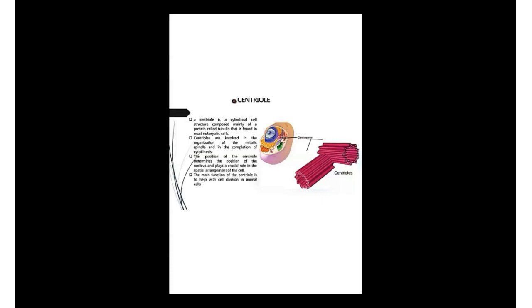Next is your centrioles. Centrioles is, as name indicates, a cylindrical structure composed mainly of a protein called tubulin that is found mostly in eukaryotes. Centrioles, as name indicates, these central like rod like structures होते हैं, okay, and involved in the organization of mitotic spindles and completion of cytokinesis.